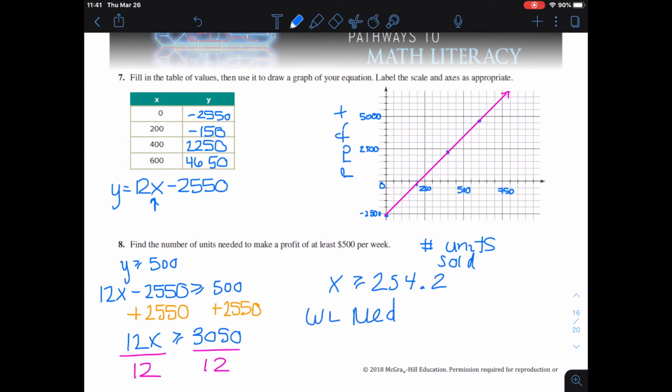So we need to sell at least 255 cookie jars. Okay.